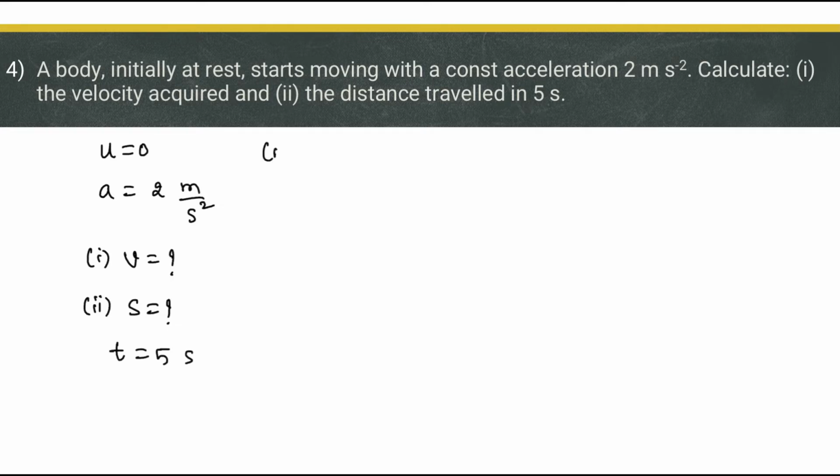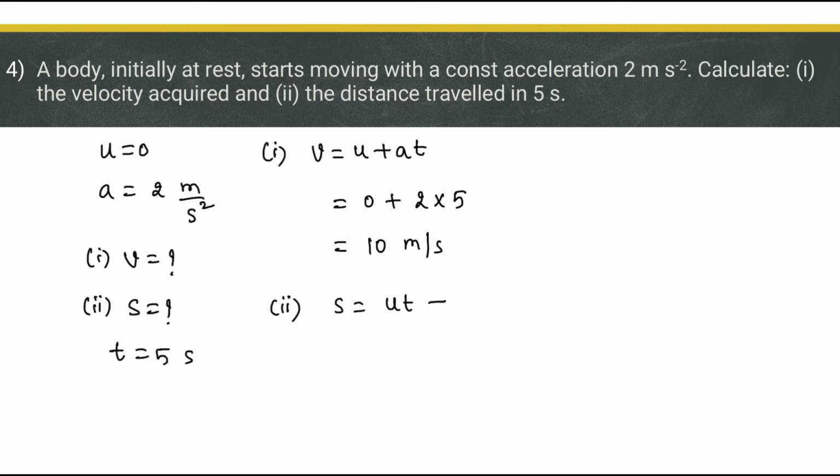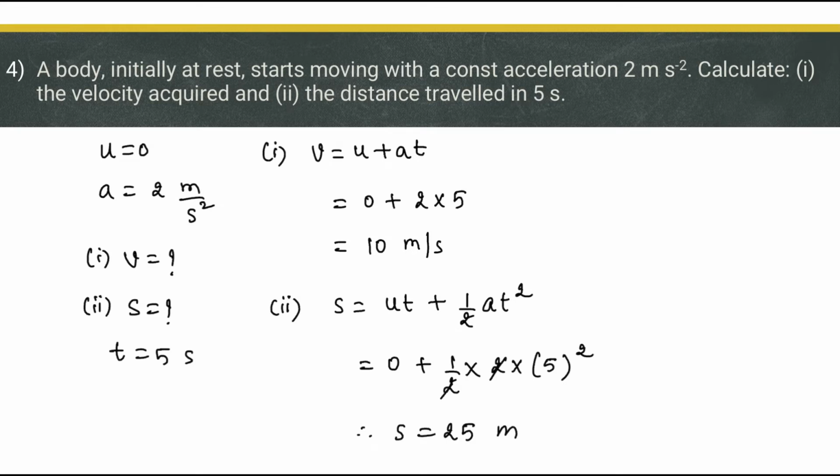So first, to find out the velocity, we can use the formula v is equal to u plus at, but u is 0, acceleration is 2 and time is 5. So velocity is 10 meter per second. Now to find out the distance covered, we can use the formula ut plus half at square. The first term is 0 plus half into acceleration is 2 and time is 5. So distance becomes 25 meter.